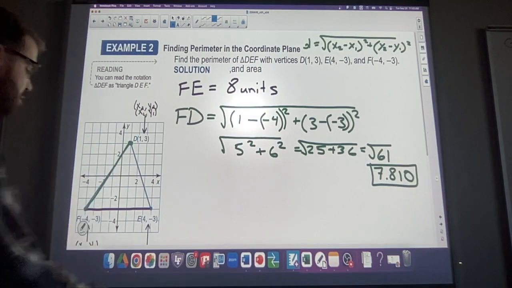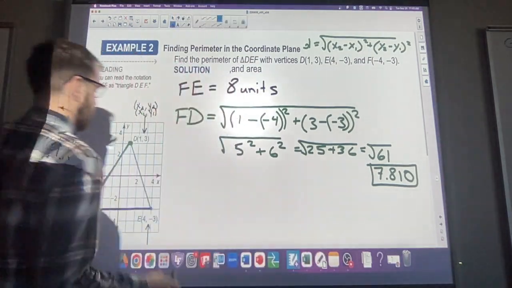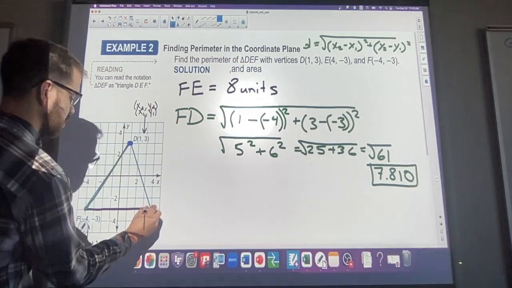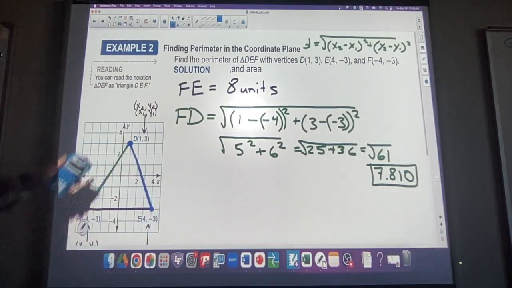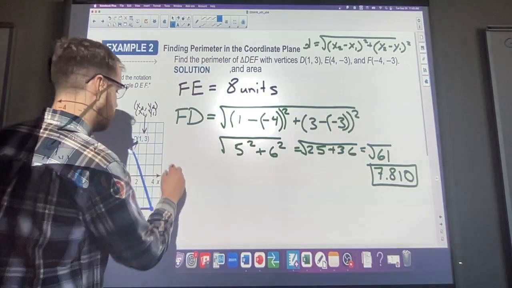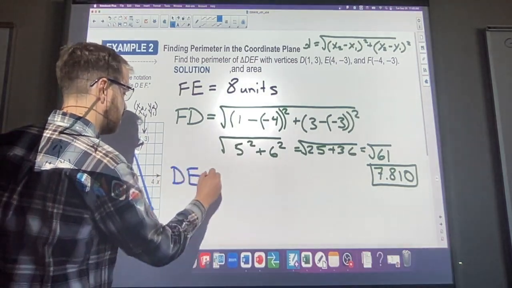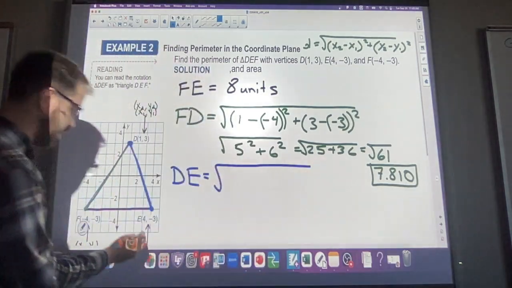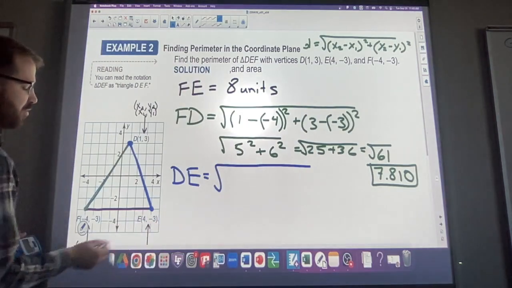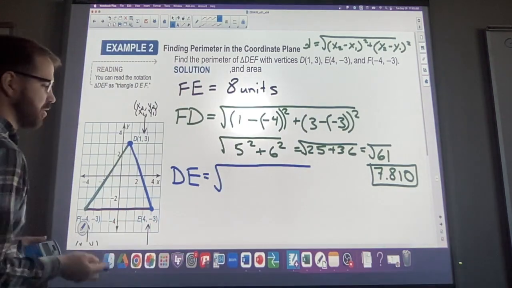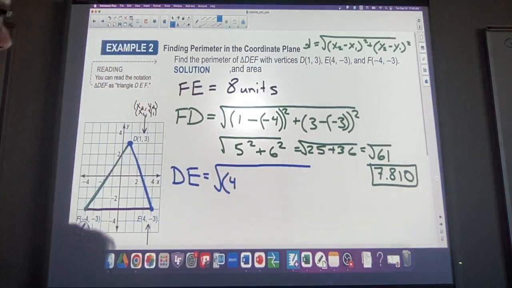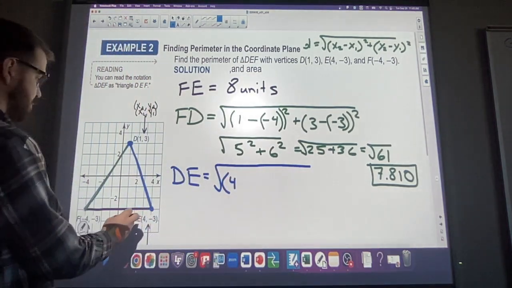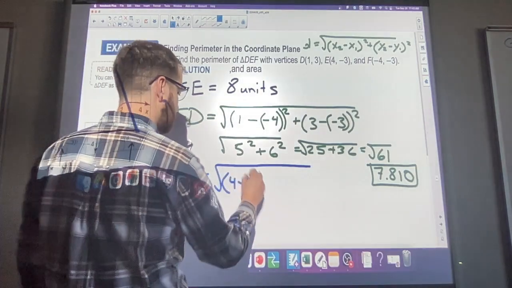So let's do this last one here. I'll do this in blue, and we've got from here to here. So we're going from D to E. So D to E. And I'm going to treat these points, 4, negative 3, as my second. So this will be my x2, y2. So I'm going to do 4. Set my calculator down. I'm going to do 4 minus 1 squared.